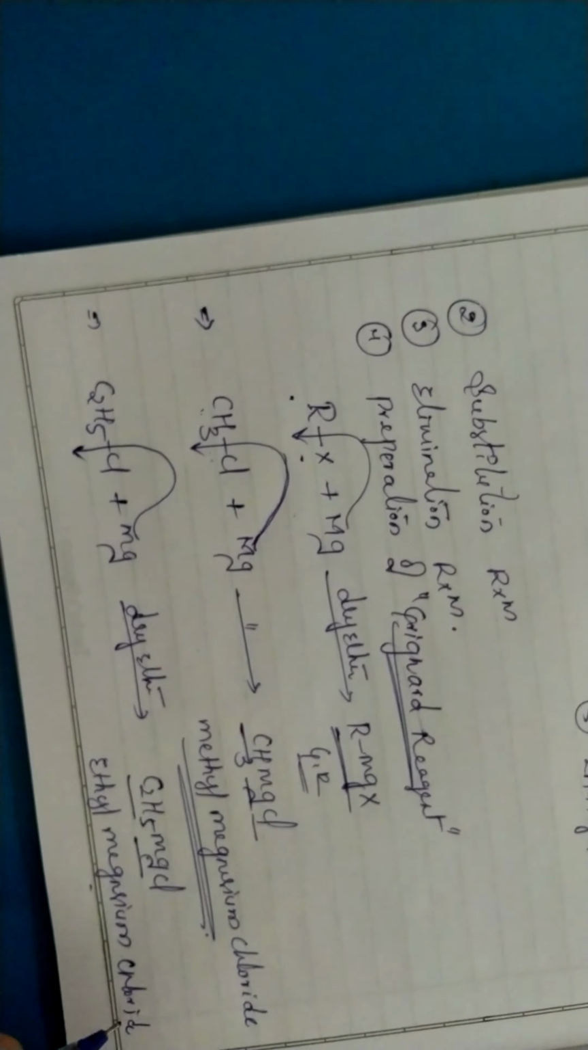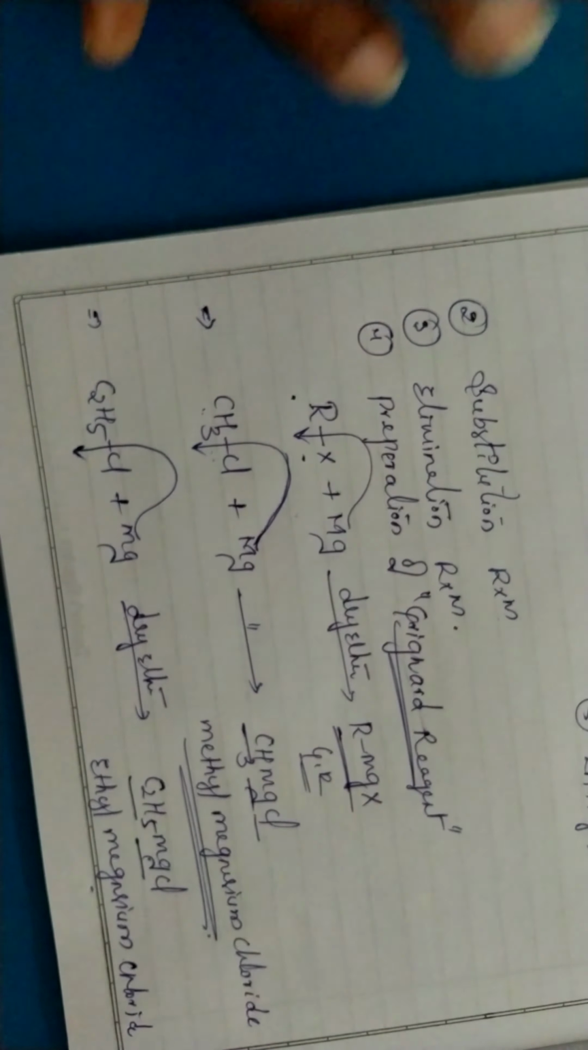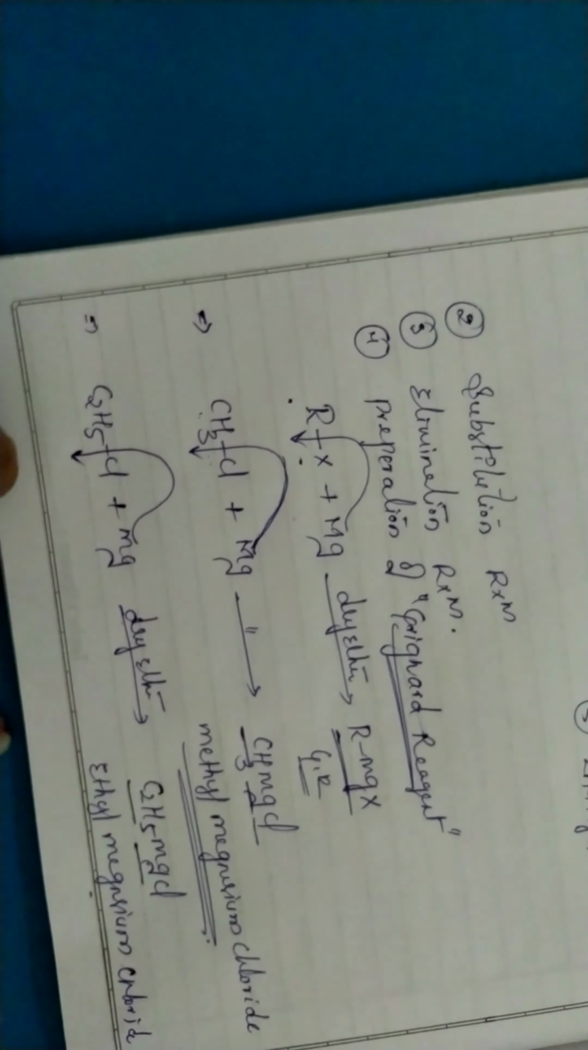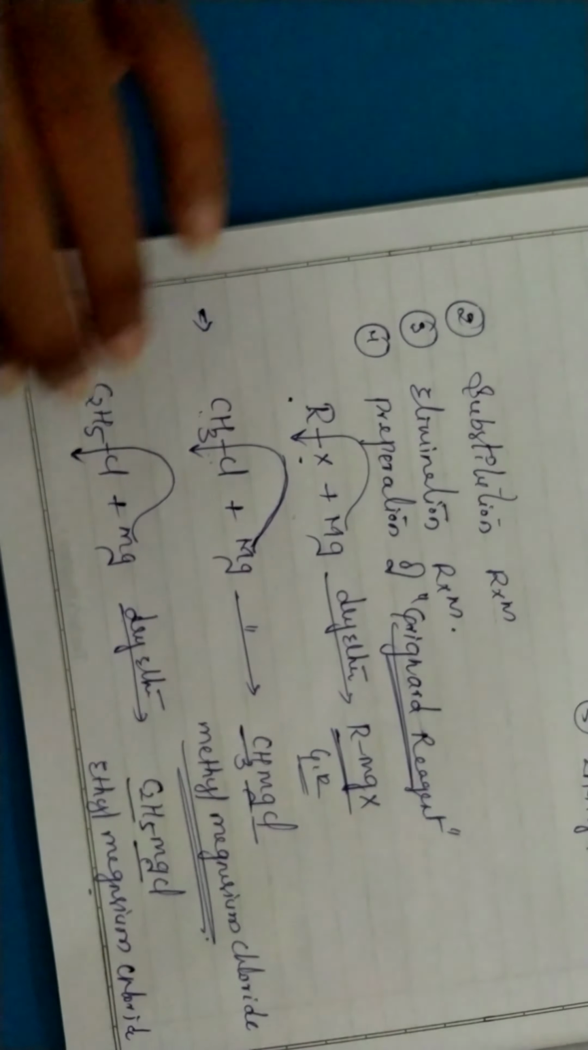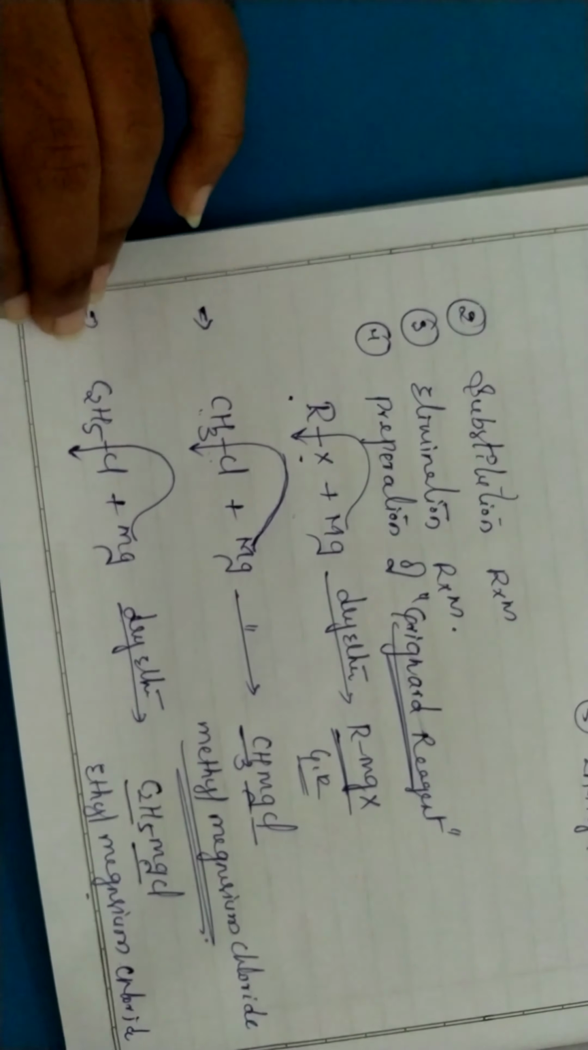Not only Cl, we may take bromine, whatever it may be. Mostly chlorine and bromine are more prominent. So it is called ethyl magnesium bromide. This is the preparation of Grignard reagent. It is one of the very important reagents in organic chemistry. So this is about the preparation of Grignard reagent.